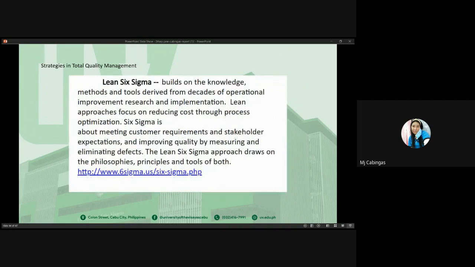Next, Lean Six Sigma is built on knowledge, methods and tools derived from decades of operational improvement, research and implementation. Lean approaches focus on reducing costs through process optimization. Six Sigma is about meeting customer requirements and stakeholder expectations and improving quality by measuring and eliminating defects. There is also a link for Lean Sigma, so kindly check it.